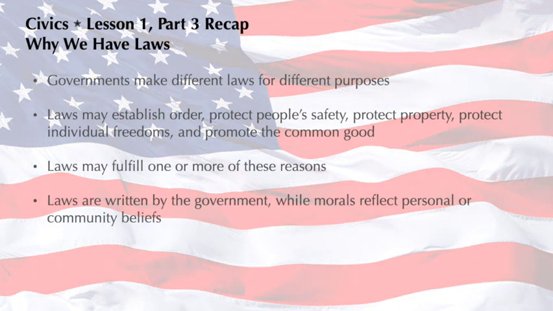So that's the way it is with Lesson 1, Part 3, Why We Have Laws. At this point, you should know that governments make different laws for different purposes. Laws may establish order, protect people's safety, protect property, protect individual freedoms, and promote the common good. Laws may fulfill one or more of these reasons, and laws are written by the government, while morals reflect personal or community beliefs.